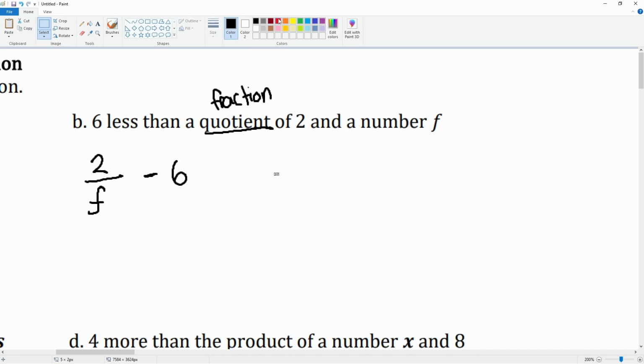Okay. The quotient part here is referred to this fraction. The 2 is on the top of the fraction, and the number f is on the bottom of the fraction. And the 6 less than part, the less than part is symbolized by this subtraction symbol.